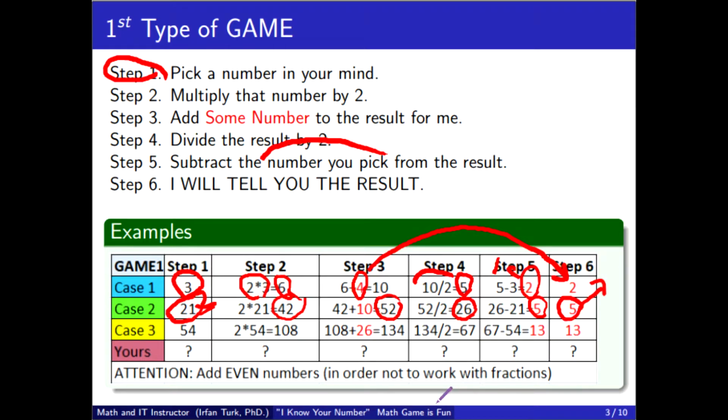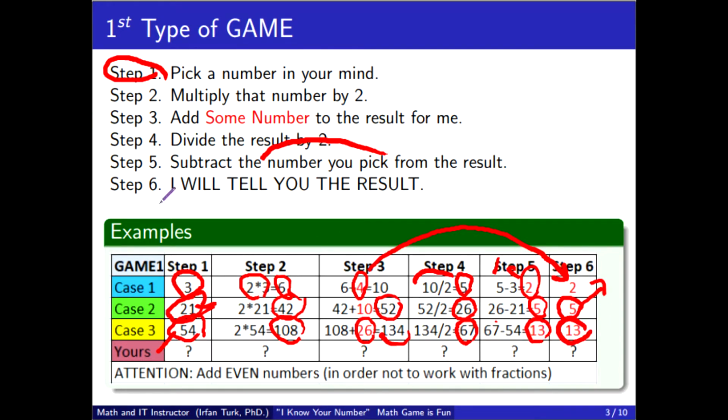So in this case, you can guess the number that is going to come up at the end of those calculations. And as a final one, let's say the person picked 54. Once you say multiply by 2, the result is 108. Once you say add 26 to that, the person is going to get 134. Once you say divide that number by 2, the person is going to get 67. Once you say subtract the number that you picked, which is 54, from the result, 67, the person is going to get 13. And you say, "I know that number, and that number is 13."